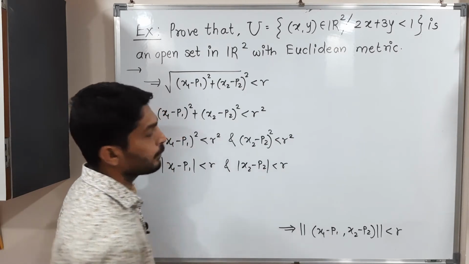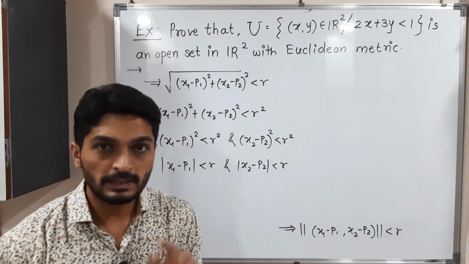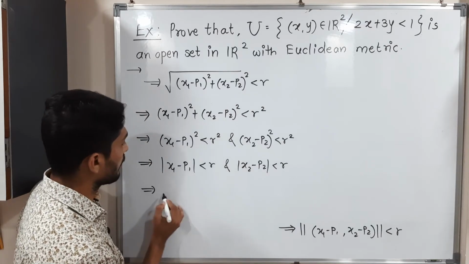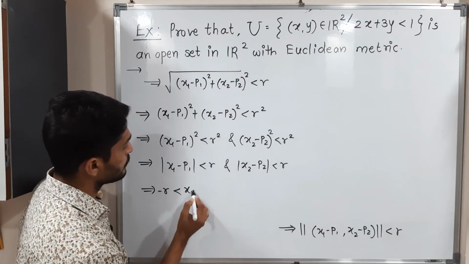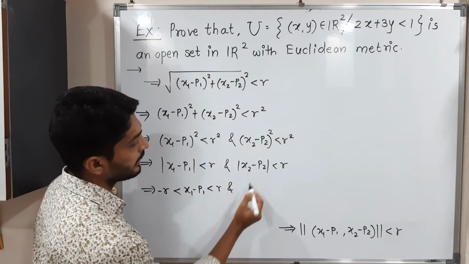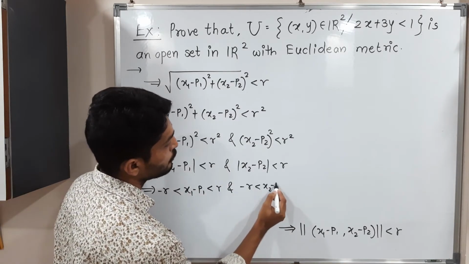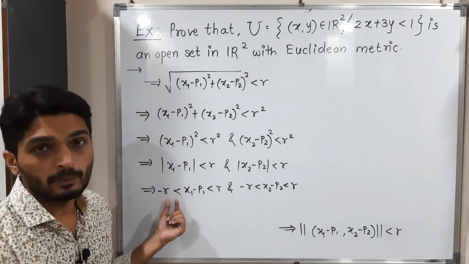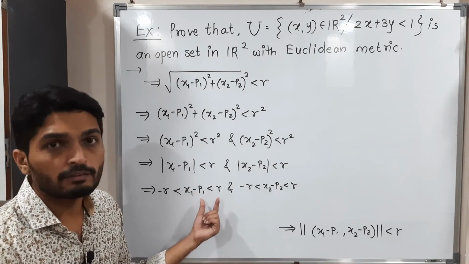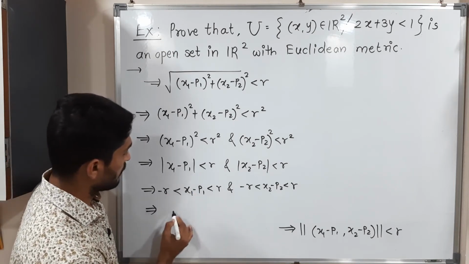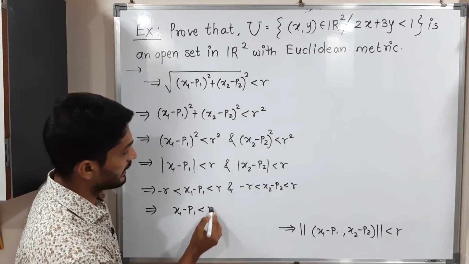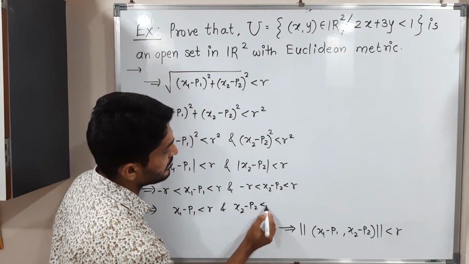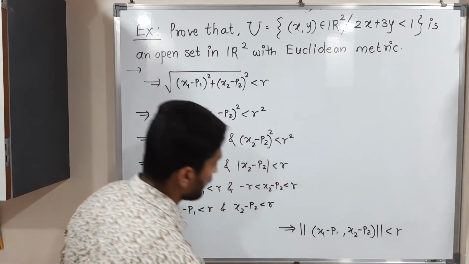You know the property of mod: mod a less than b if and only if minus b less than a less than b. That property I am going to use. So therefore here we will have minus r less than x1 minus p1 less than r, and minus r less than x2 minus p2 less than r. See, this part is not required. We are interested in only this part of the inequality. So therefore x1 minus p1 less than r, and x2 minus p2 less than r. Let me remove it, it is not required now.